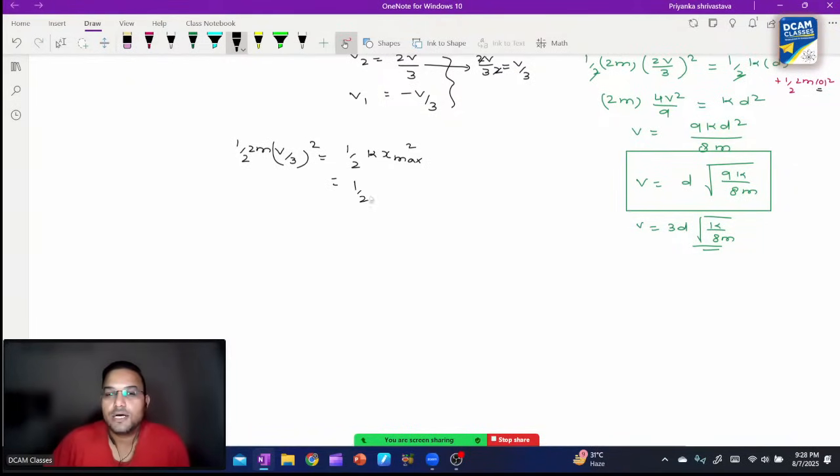This is amplitude. So half into k into A square is equal to half into 2m into v square by 9. So the half can cancel, 2m by 9. The value was 9d square into k by 8m is equal to kA square. So k will get cancelled, 9 will get cancelled, and 4. So A will be equal to d by 2.